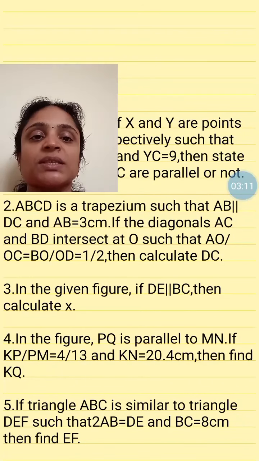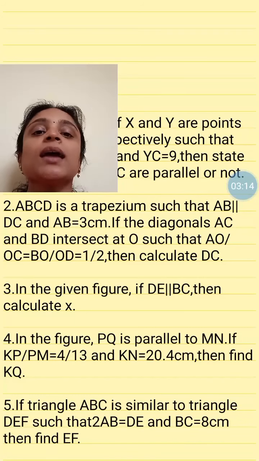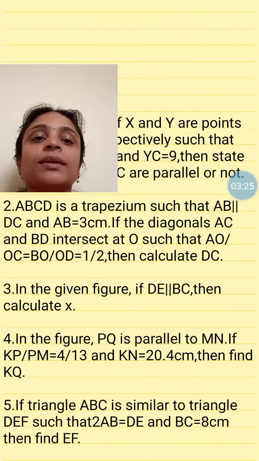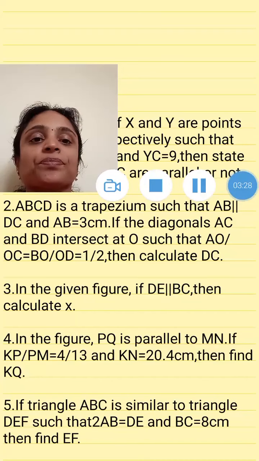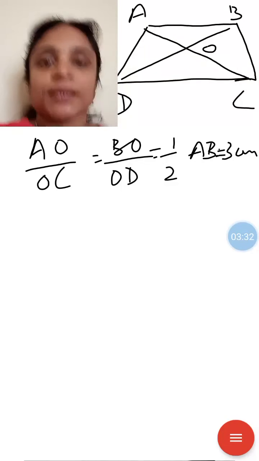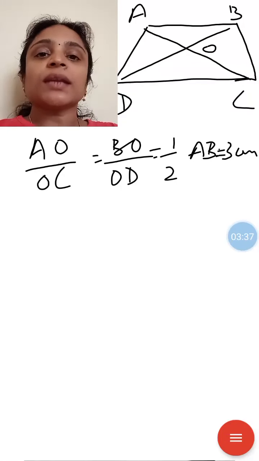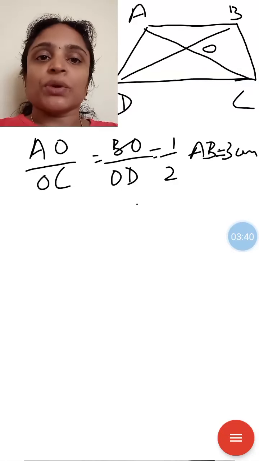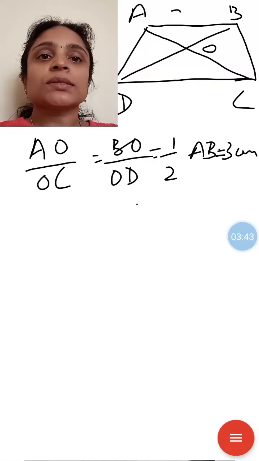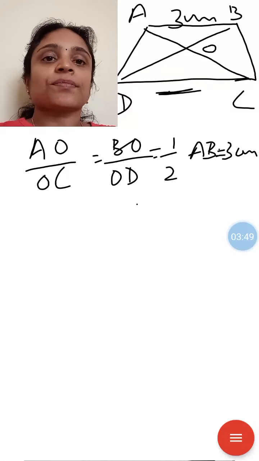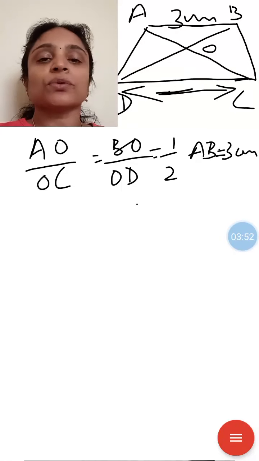Okay. Next question. Look at the second question. ABCD is a trapezium such that AB is parallel to DC and AB equal to 3 cm. If the diagonals AC and BD intersect at O such that AO by OC equal to BO by OD equal to 1 by 2, then calculate DC. Okay. Here, ABCD is a trapezium, and given AO by OC equal to BO by OD equal to 1 by 2 and AB equal to 3 cm. We have to find DC, the full length, that is the question.